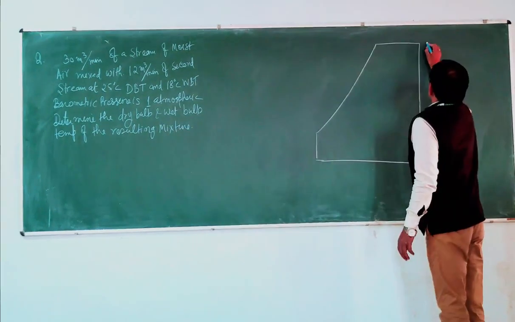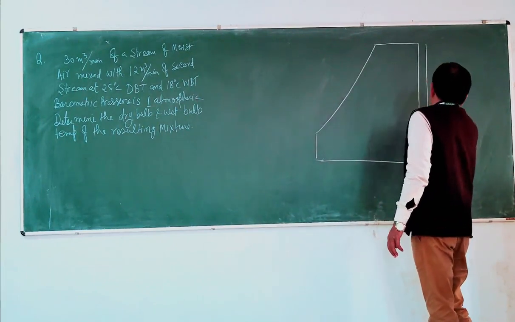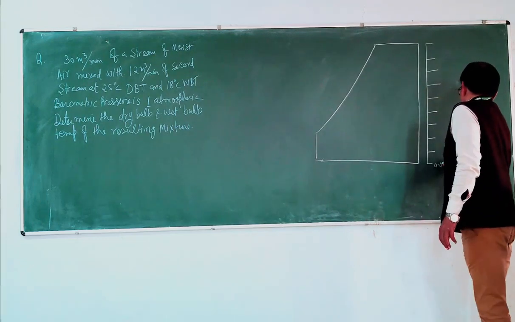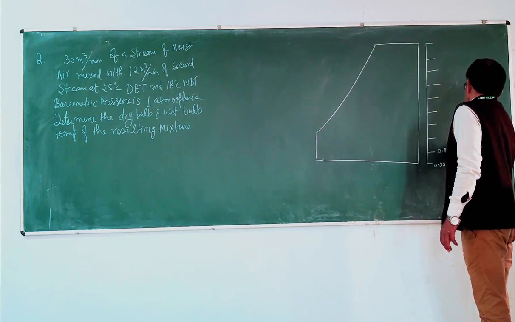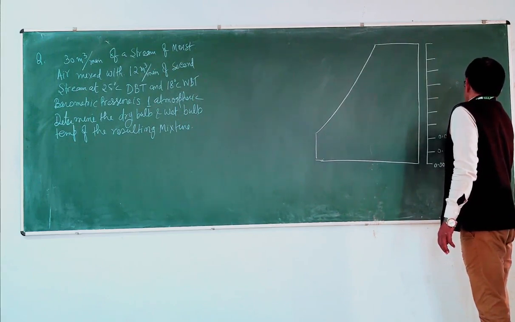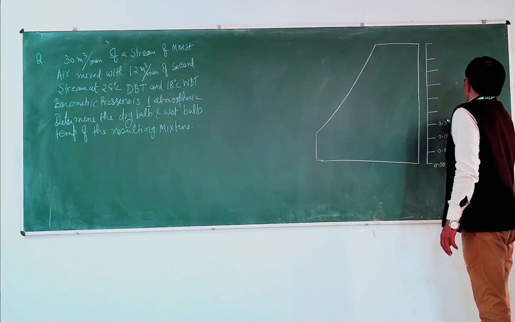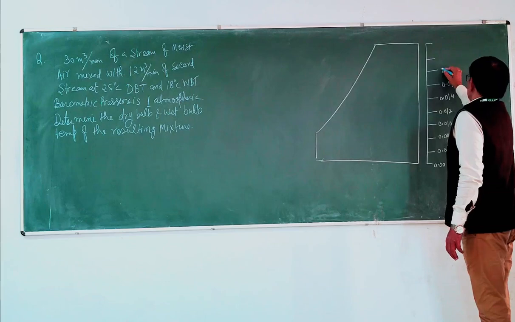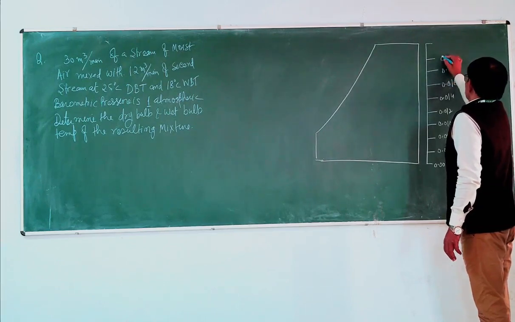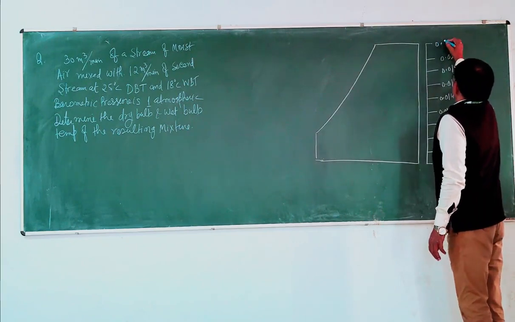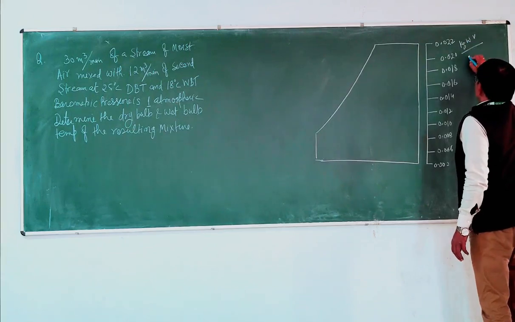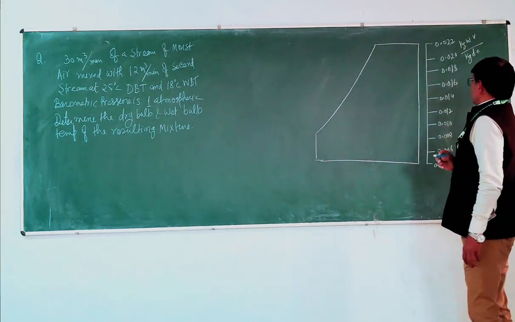Block diagram. Here I will draw the scale of the specific humidity. These are bigger lines: 0.002, 0.006, 0.008, 0.010, 0.012, 0.014, 0.016, 0.018, 0.020, 0.022. Kg of water vapor per kg of dry air. This is the unit of the specific humidity.